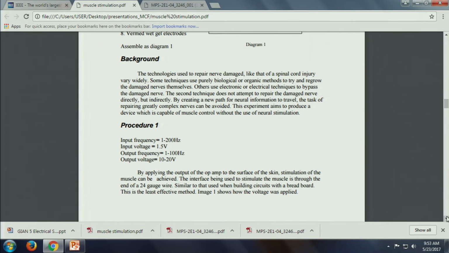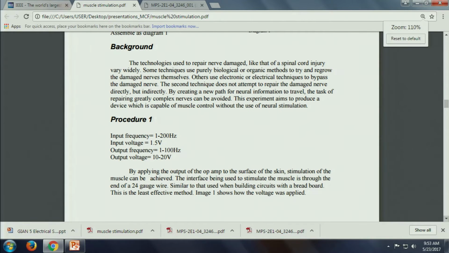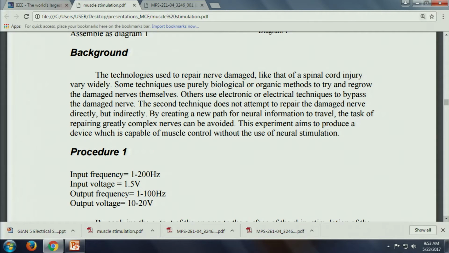Okay. So if you want to know the background, normally it is very difficult to repair nerve damage, especially in the spinal cord. Some techniques purely use biological or organic methods, others use electronic. So in this case he wanted to find how the electronic method works. All we are doing here is, by stimulating, providing a new path or enhanced transmission of the nerves, and that way the ions will move from one place to another.